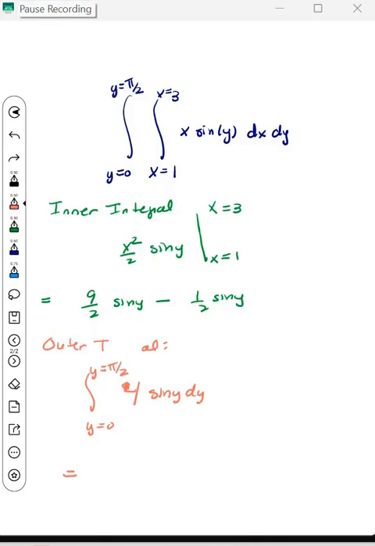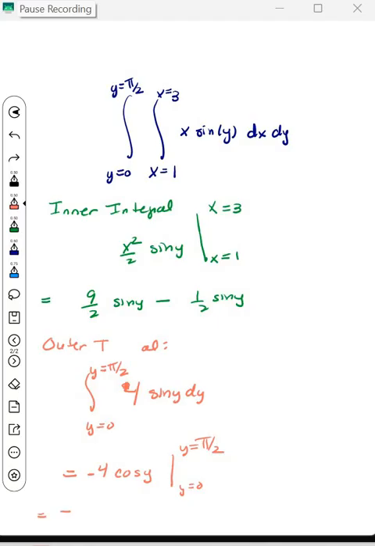And then the antiderivative of sine is minus cosine. And y is from 0 to y equals pi over 2. How do I know it's minus? Well, I think of the derivative of sine is cosine. The derivative of cosine is minus sine. So I have to offset the antiderivative with the minus sign. That's kind of how I remember it.